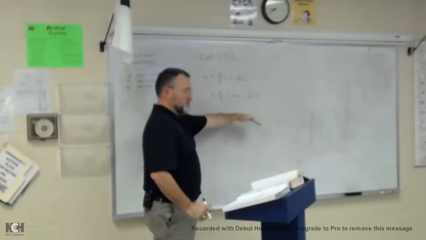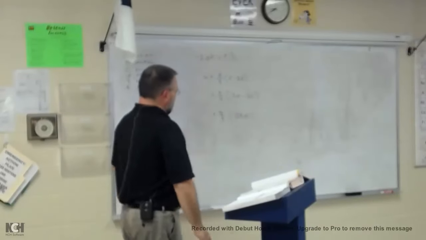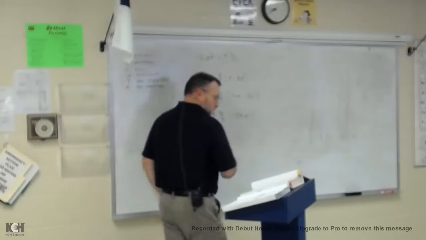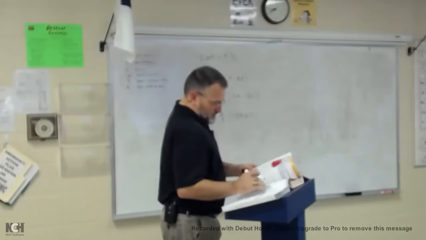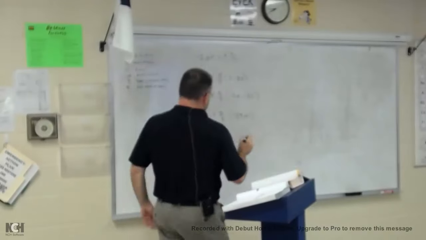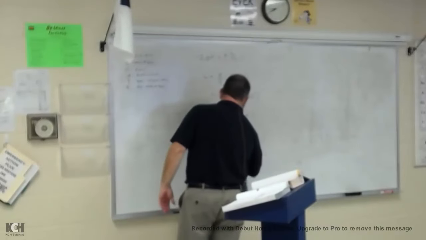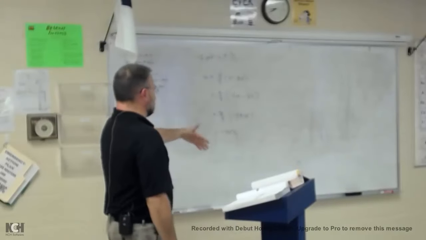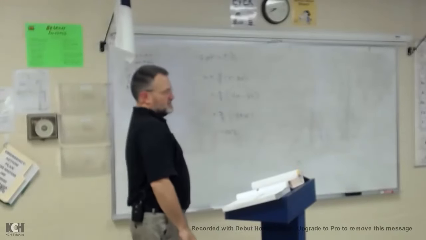Now we're going to go through and do the math. 5/9 times negative 39. I don't want to do that one in my head. It's negative 22. So negative 7 degrees Fahrenheit is equal to negative 22 degrees Celsius.